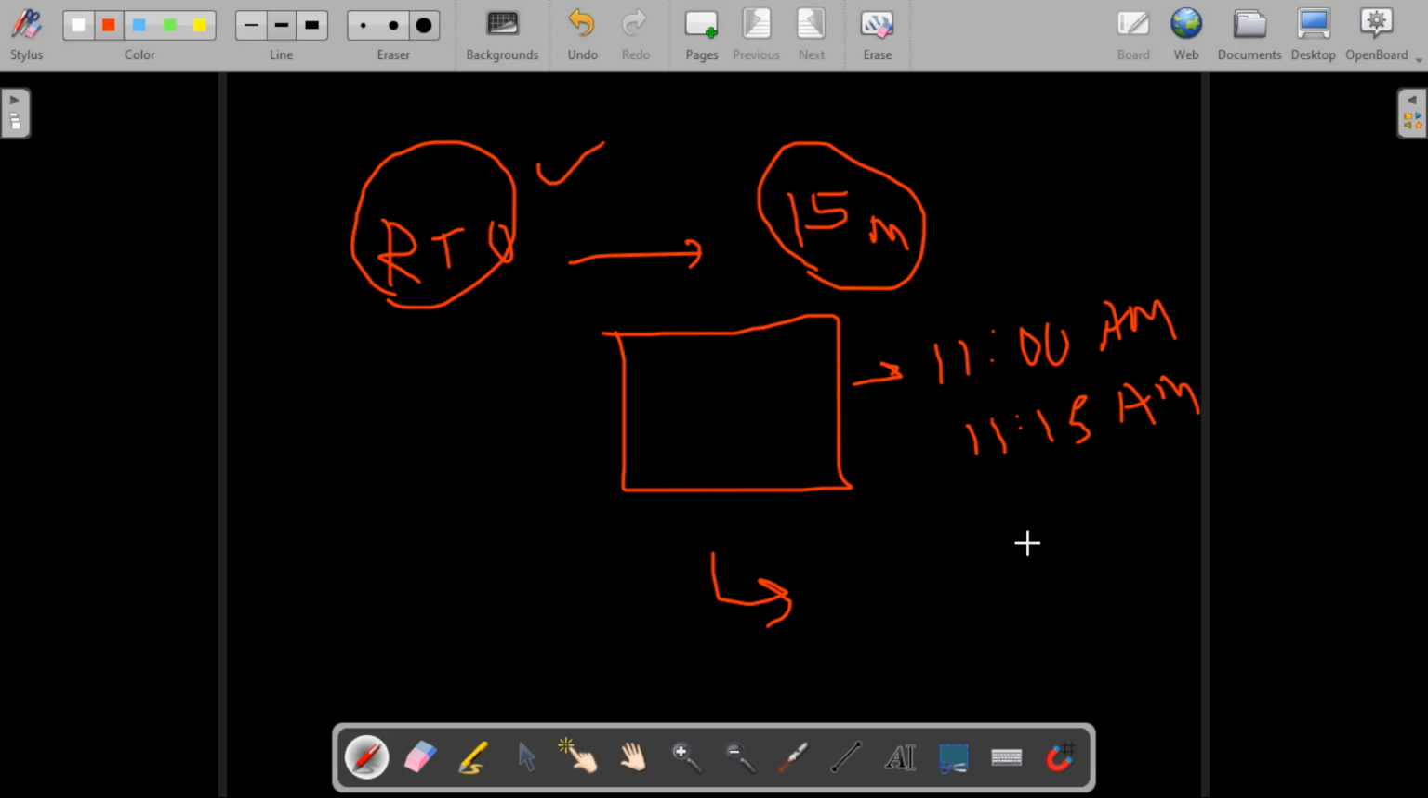But if the system gets ready by 11:20, then RTO is not met, because the maximum time limit you have given is 15 minutes. It means if any failure occurs, the system should get back to its working condition within 15 minutes. But it is taking 20 minutes. It means 5 minutes of extra time it is taking, which is not meeting your service level requirements.